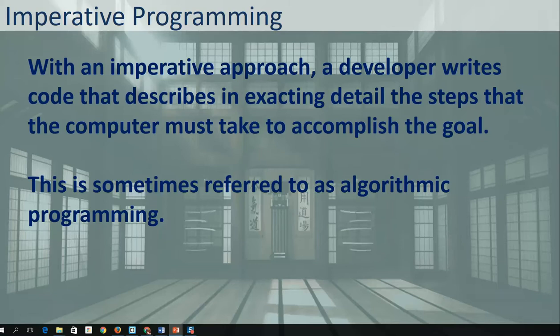Sound familiar, right? We sometimes call this algorithmic programming because it uses algorithms. Basically, it's step by step by step, do this. It's really a linear flow through the code, and it only jumps around if we're calling different functions, etc.